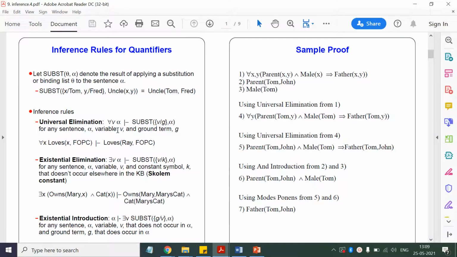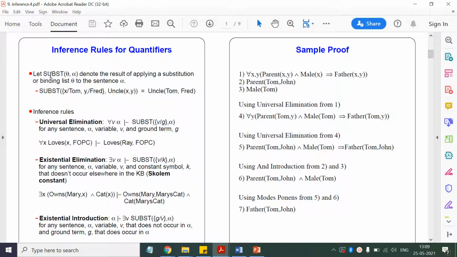Okay, so this is our first technique. For that we need some rules and some notation. So let us study those notations. Inference rules for quantifiers. Now our aim is to remove the quantifiers.